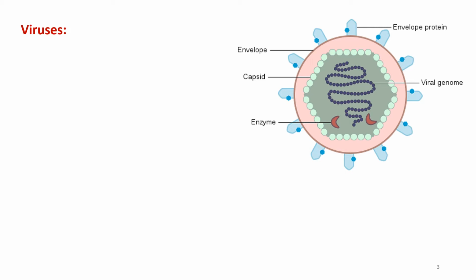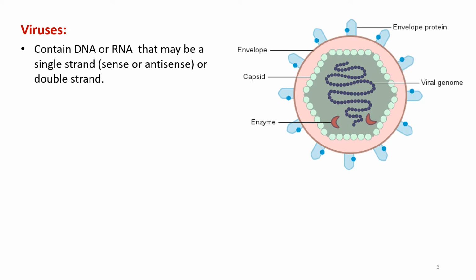As I say, hopefully you have looked at the handout beforehand and you're aware that viruses do come in different shapes and different forms. So viruses can contain DNA or RNA as their genome. That DNA or RNA can be a single strand or a double strand, and that single strand can be a sense strand or an antisense strand. And this all determines exactly how they replicate, what they need to do to replicate.